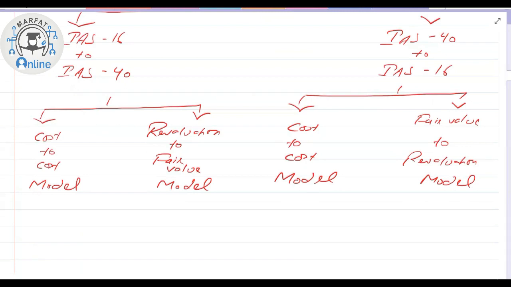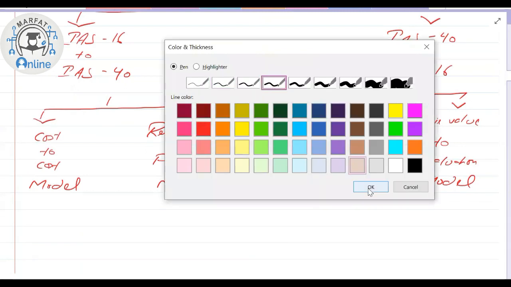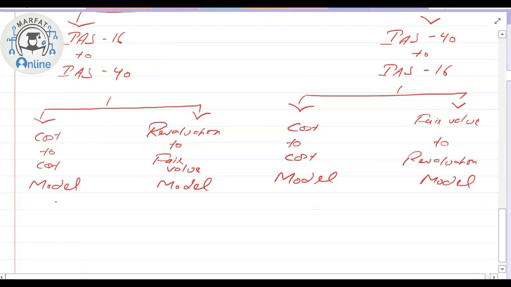So now we'll be looking at the treatments one by one. IAS-16 to IAS-40, cost to cost model. So no change, as the cost models are the same in both.